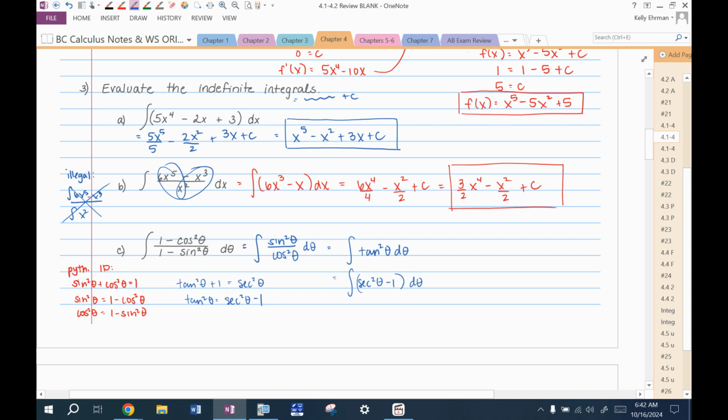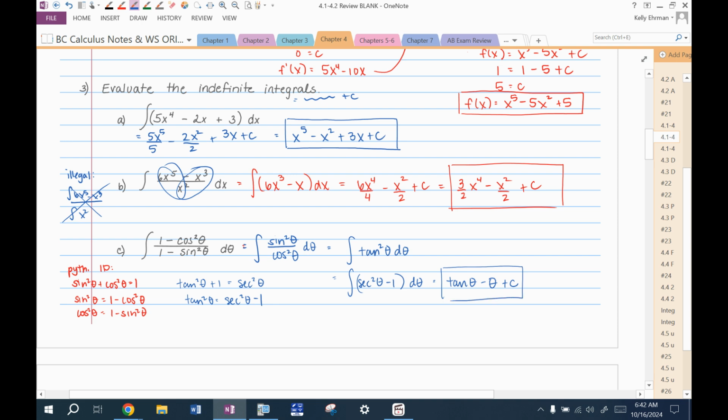This does help me because secant squared is the derivative of something. It's the derivative of tangent, and I can integrate 1. So this helps me by saying the integral of secant squared is tangent theta. The integral of 1 with respect to theta will be minus theta, and then we'll have plus c.